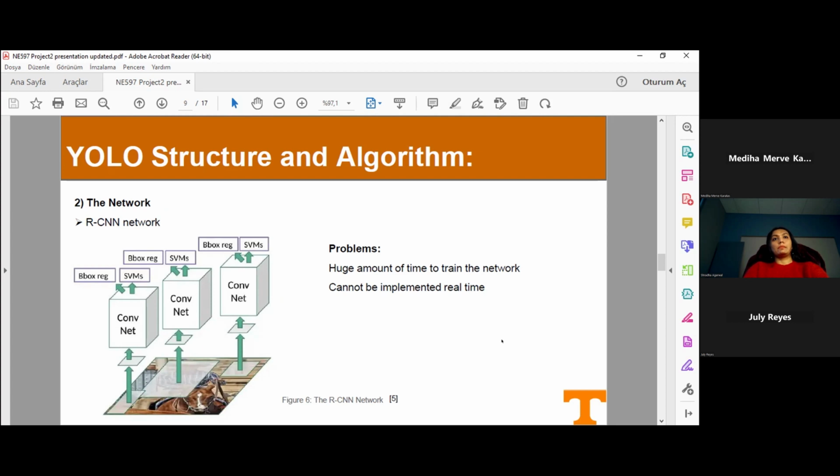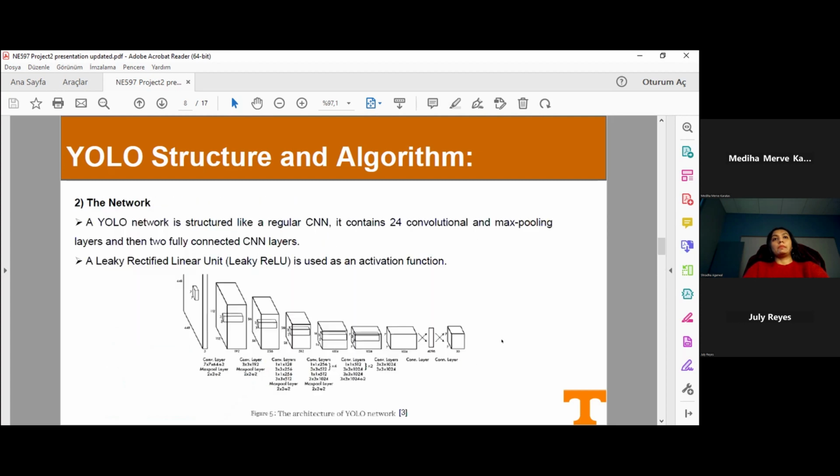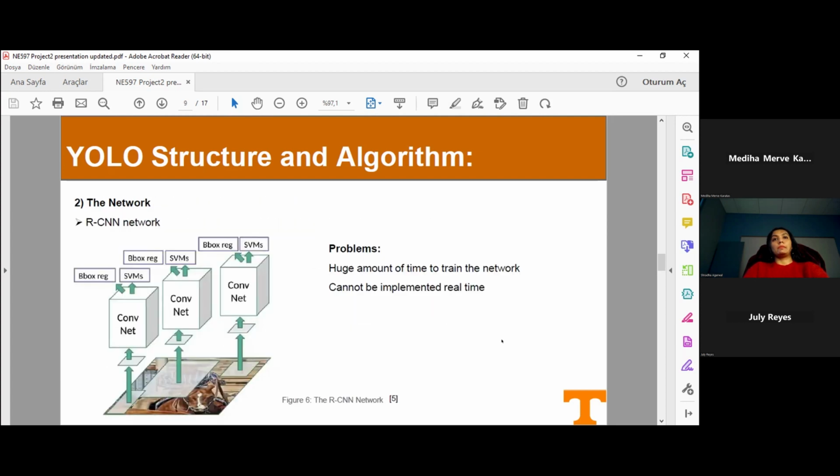The selective search algorithm is a fixed algorithm, therefore no learning is happening at that stage. This could lead to the generation of bad candidate region proposals. I mentioned convolutional network layers in both the YOLO network and the RCNN network.